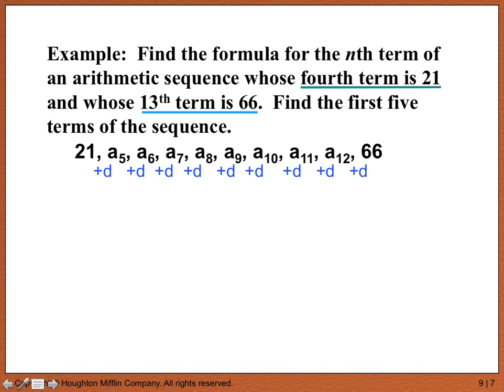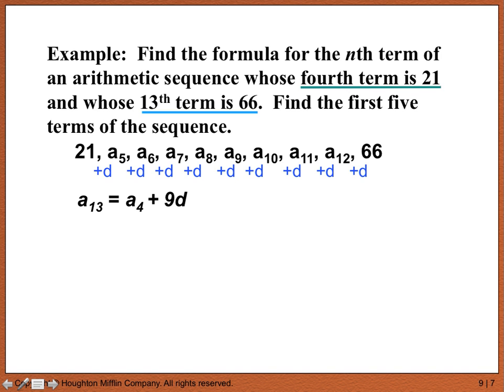Okay, well now if this is an arithmetic sequence, which I already know because the problem says so, I know there's going to be a common difference. And so how to find the common difference? Well, I know that from one term to the next, there's going to be a jump of d. So 21 plus d equals a sub 5. A sub 5 plus d equals a sub 6. A sub 6 plus d equals a sub 7. A sub 7 plus d equals a sub 8. A sub 8 plus d equals a sub 9, and so on. And then a sub 12 plus d is 66. So this is just writing it all out. I know there's a common difference, so I can write all these plus d's down there.